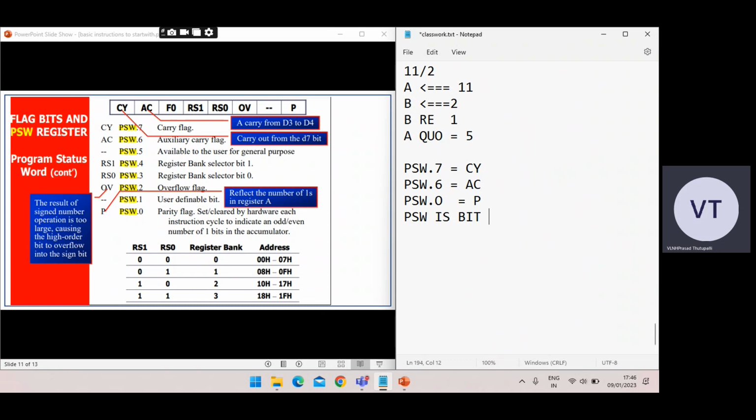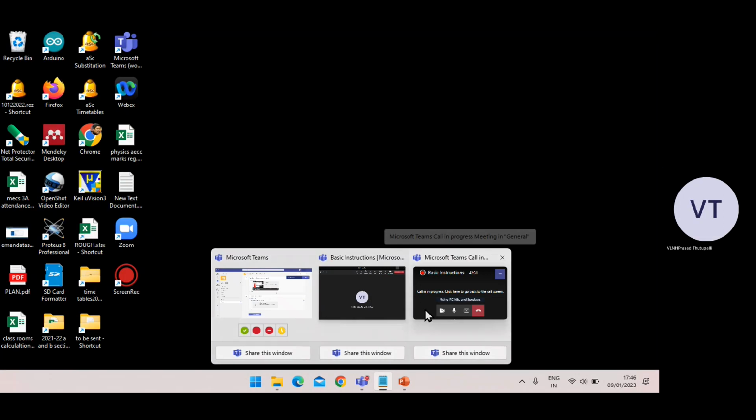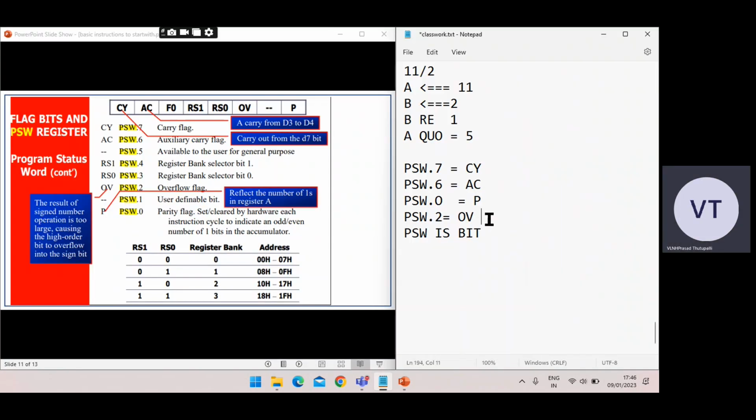So it's just like PSW.7 means you are referring to the carry flag. PSW.6 means the auxiliary carry flag. PSW.0 means the program status word 0 bit, that is the parity flag. The next one is PSW.2, nothing but the overflow flag. So that is the overflow flag.